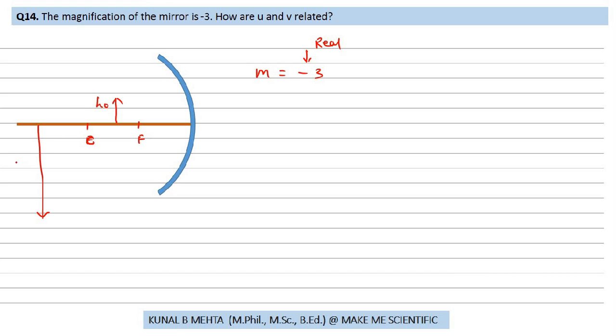So height of the object ho, height of the image will be 3 times the height of the object, but negative. How come? Because it is formed on the same side of the mirror, and real images are always inverted, and inverted images are below the principal axis, so it comes with a negative sign. So minus v upon u is -3, minus sign gets cancelled. On cross multiplying, v is equal to 3u is the answer to the problem.